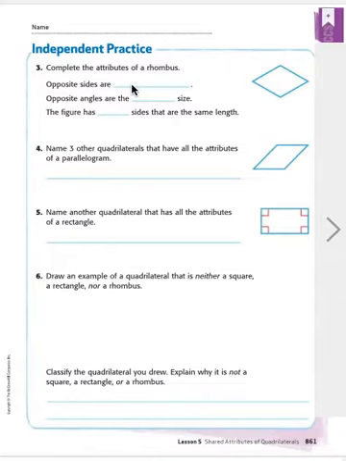P-A-R-A-L-L-E-L. Parallel. Very good. Opposite angles are the what size? This is the same as this. This angle is the same as that angle. So they are the same size. And again, the opposite meaning the left is the same size as the right here. The top is the same as the bottom. So we're going to write in here the word same because they are the same size.